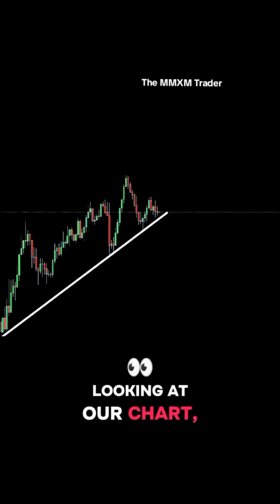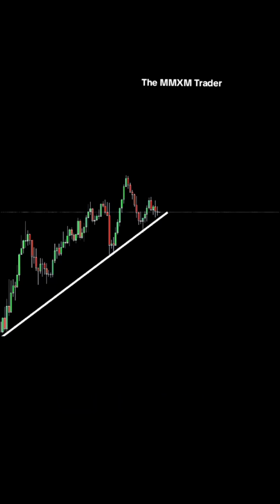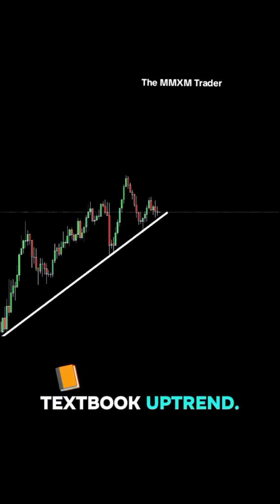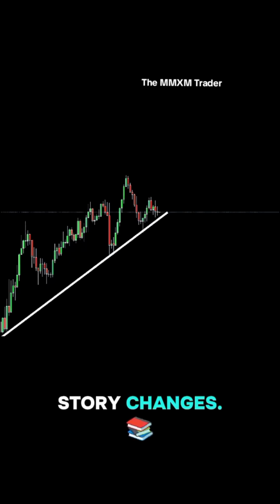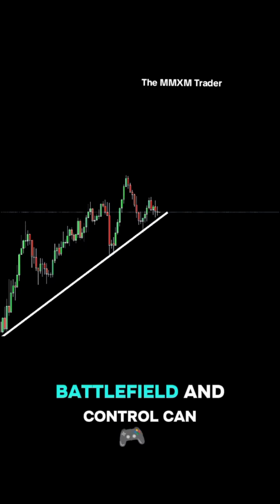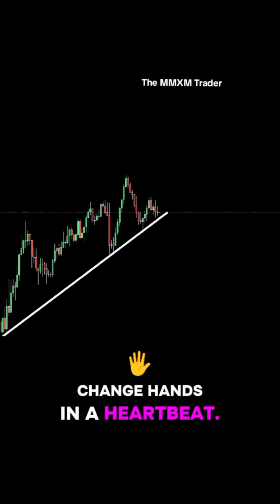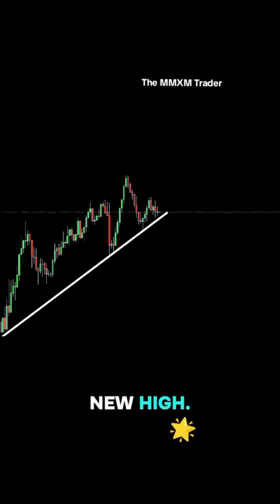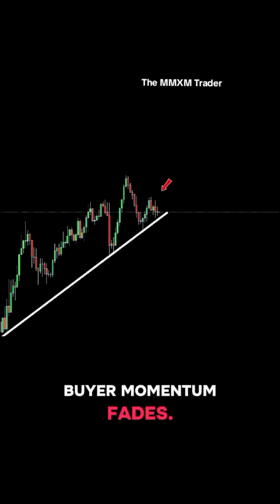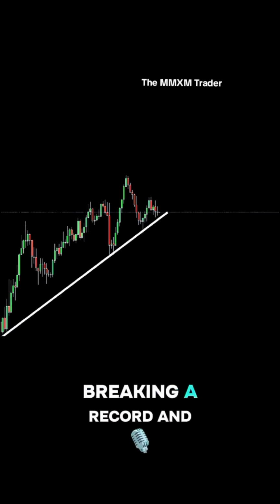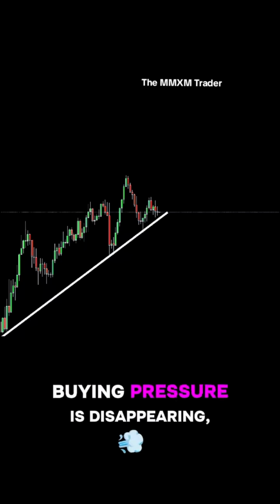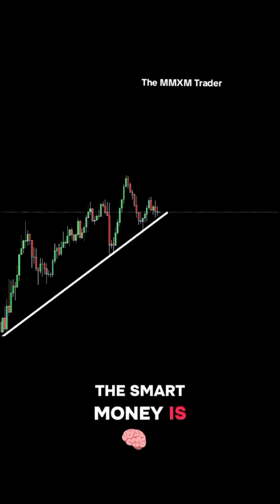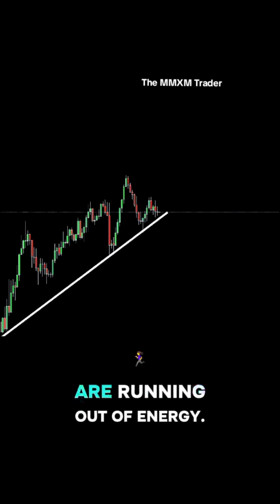Looking at our chart, that is exactly what was happening. It was a classic textbook uptrend. Buyers were firmly in the driver's seat, pushing price up to a new peak. But this is where the story changes. The market is a battlefield, and control can change hands in a heartbeat. Notice what happens at that new high. Buyer momentum fades. It's like a sprinter breaking a record and immediately collapsing. This hesitation is our first clue that the buying pressure is disappearing. The smart money is taking profit, and the amateur bulls are running out of energy.